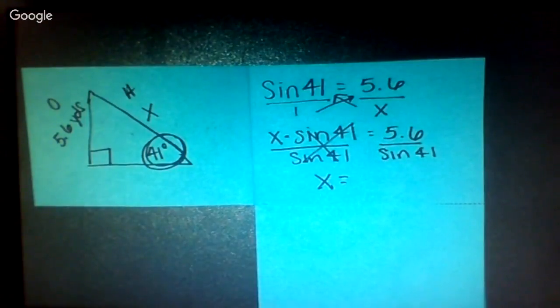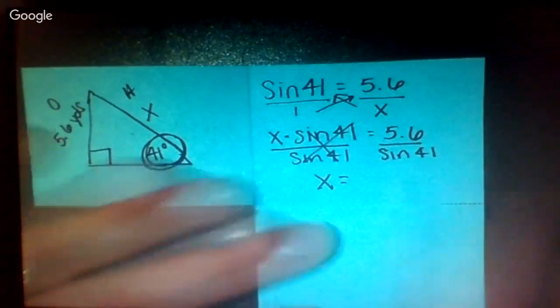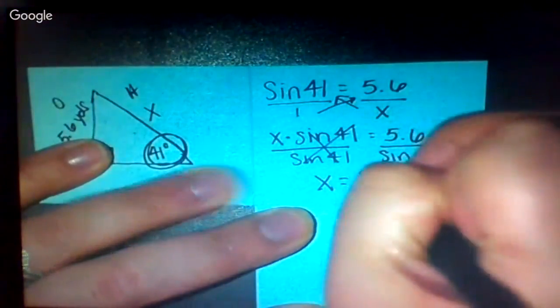So you would type in sine, or I'm sorry, we didn't do the divide. Sorry, 5.6 divided by. I forgot the divide sign there. Divided by, then put your sine. 41, close your parentheses, and hit enter. 8.5, 35, 8.17. 8.5 is good enough. 8.5 is your answer.